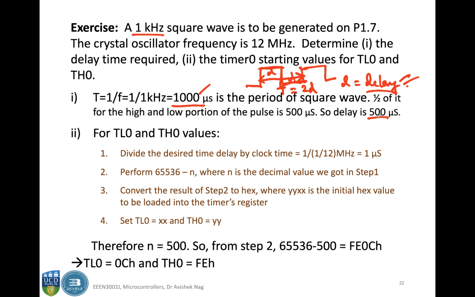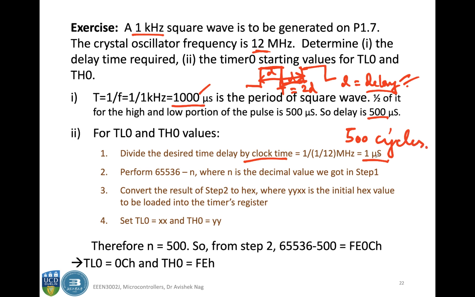So we have to make 500 microsecond from the timer. So now to make 500 microsecond from the timer, which has one machine cycle of 1 microsecond according to this example, because of this 12 megahertz oscillator frequency, so you have to count 500. The timer has to count 500 cycles.